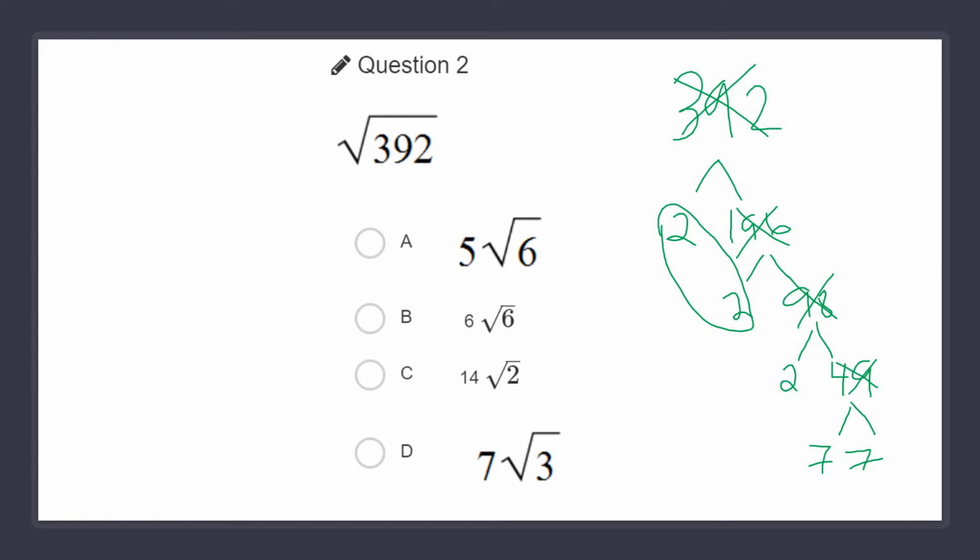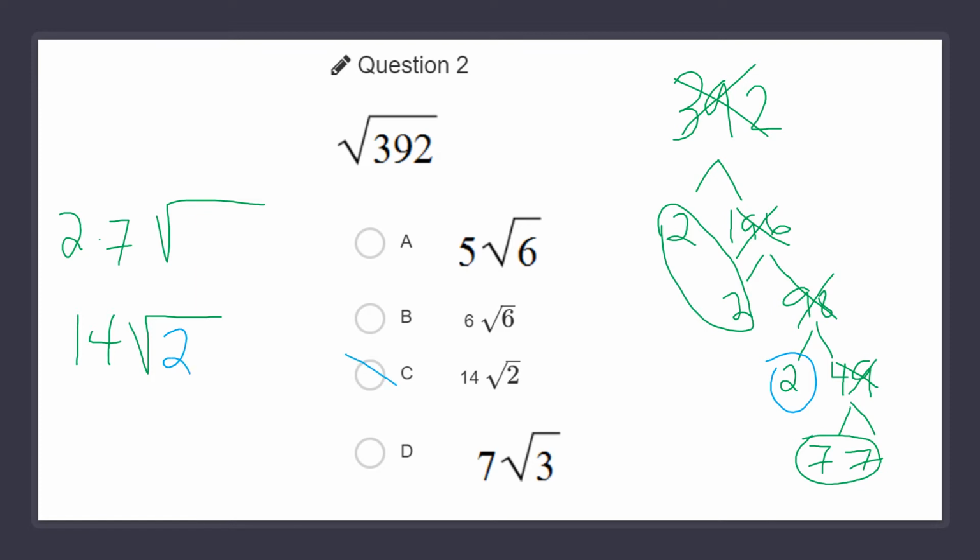So I have a couple of 2's and I also have a couple of 7's. Remember that couples are going to go on the outside of the square root and they're going to get multiplied. So I'm going to multiply 2 and 7, which is going to make 14 on the outside, or as the coefficient of my radical. On the inside will be my single, and I have a single of 2. So 14 root 2, which is answer choice C.